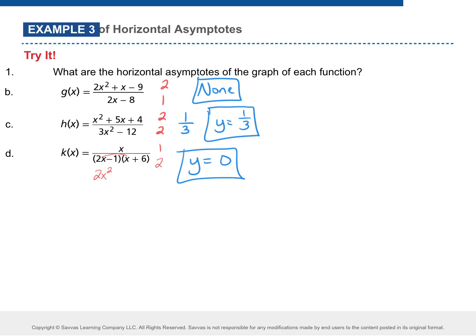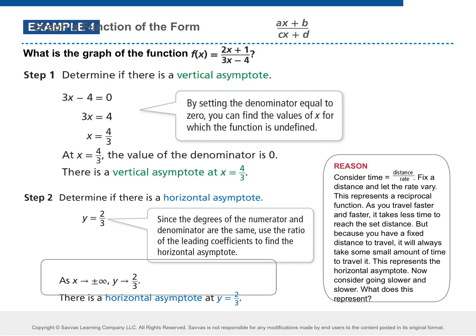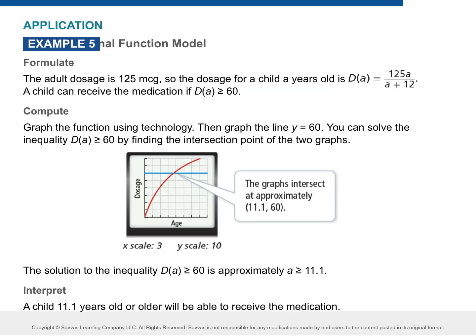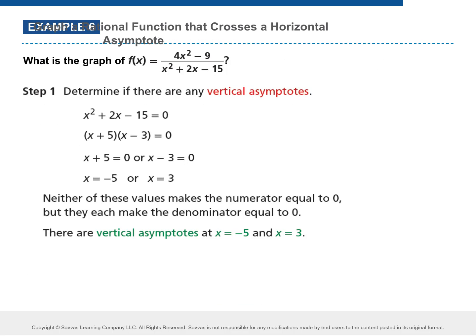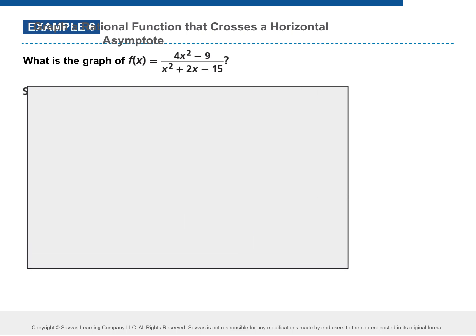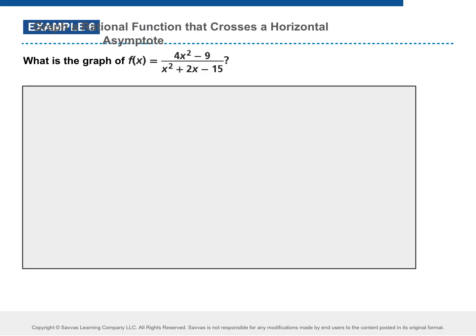Okay. Looking at example 6 in your notes, I want you to tell me what the horizontal asymptote is. And that's this example. It's not in your notes, so just go ahead and write it underneath example 6 since you have room. I want you to find the vertical and horizontal asymptotes of that function.